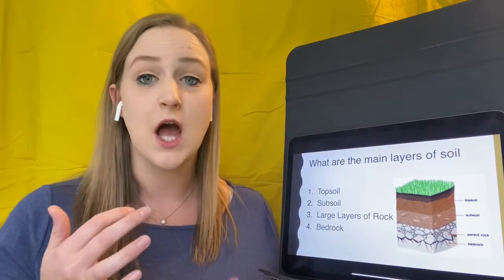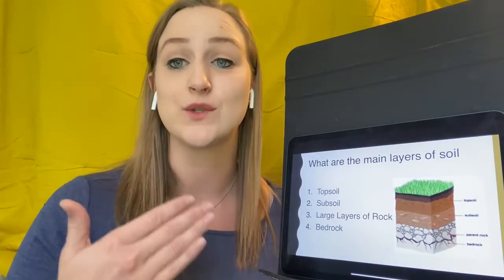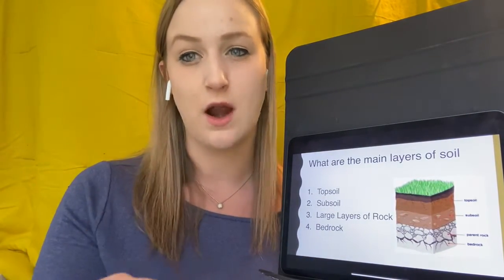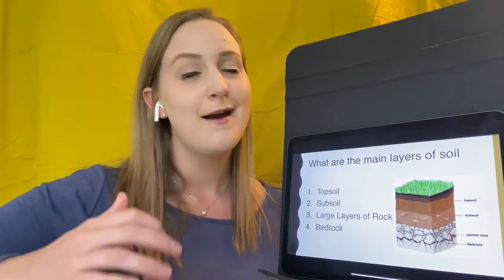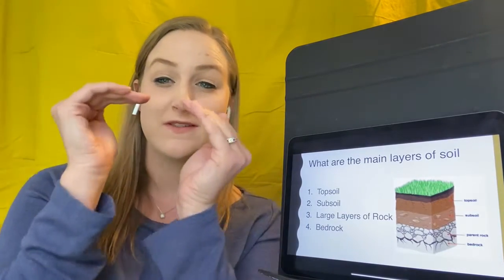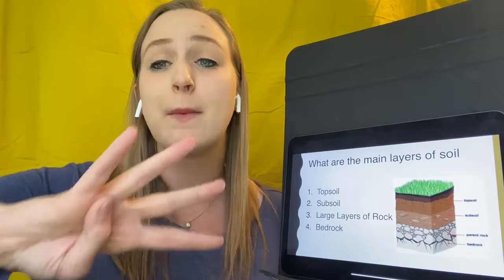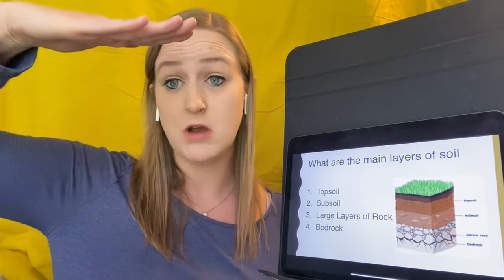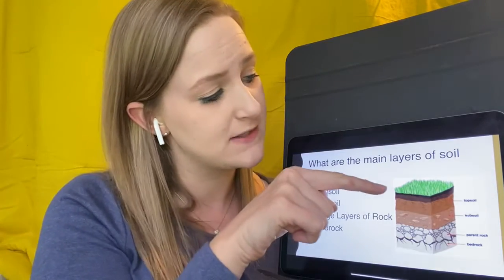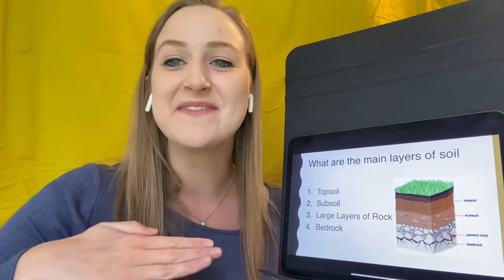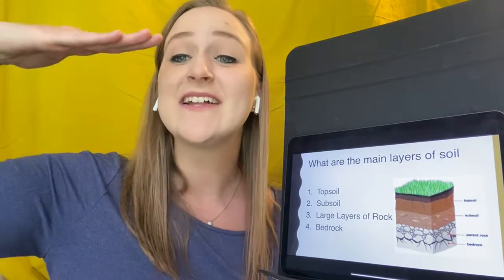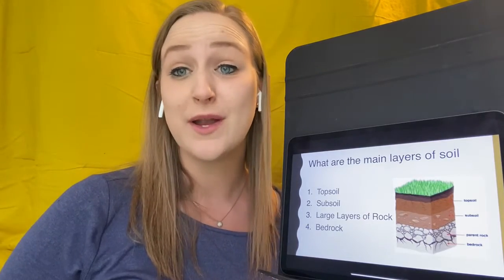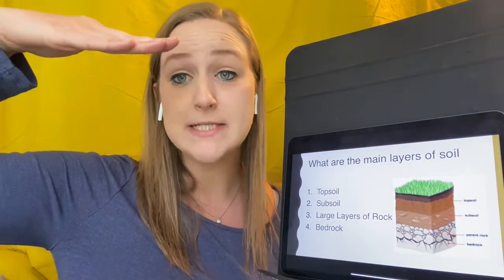So now we are going to talk about what the different layers of soil are, what those main layers are. Now, the older you get in school, they're going to teach you more specific layers, but we're just going to talk about the four main layers. Those layers are topsoil on the tippy top. You see that grass up there? That's the tippy top of the ground. That's what you're going to walk on. That's the topsoil. A good way to remember that, top is on the top.